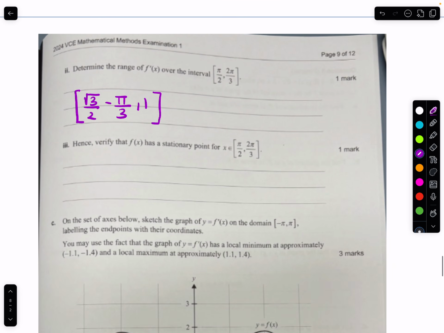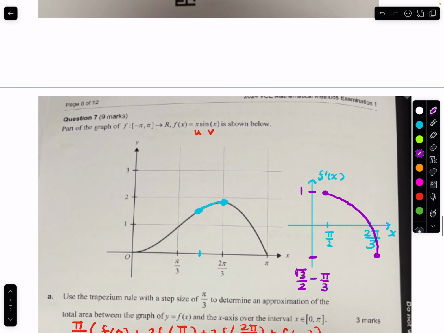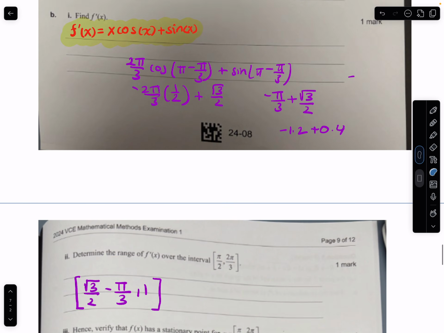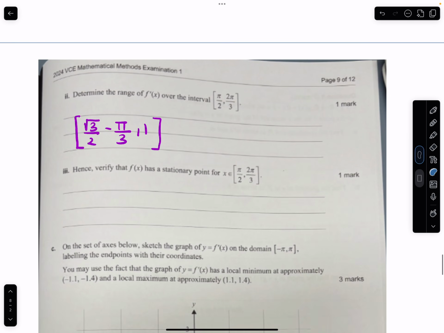Next question. Hence, meaning using the previous question, verify that f of x has a stationary point from pi on 2 to 2 pi on 3. That makes sense, you can actually see it over here. Around here there is a stationary point. It's actually easier than you might think, because I can use this graph to explain it. This graph is so useful.